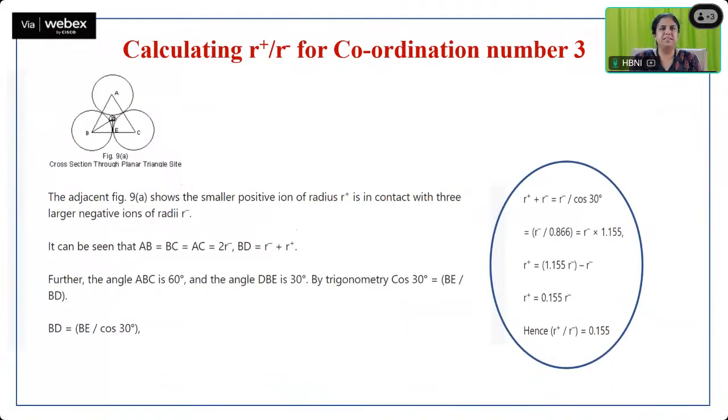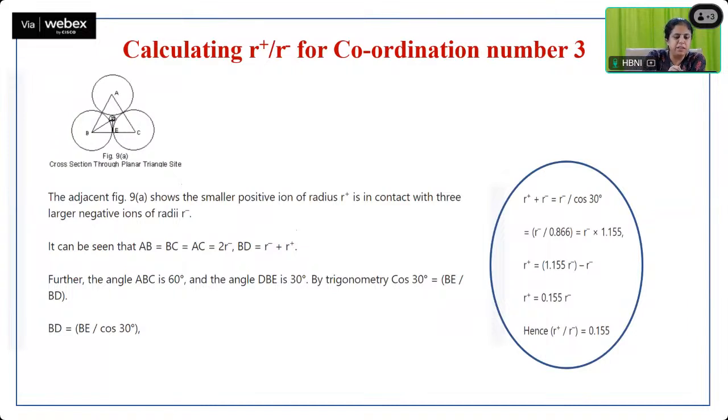So these are basically how to calculate the cationic radius ratio for various coordination numbers. I'll discuss probably one or two, and then you will have the PPT, so it should not be a problem. These are the simple geometrical concepts that we apply here.